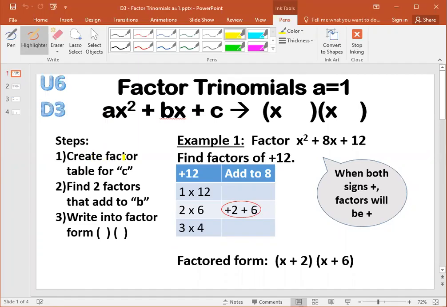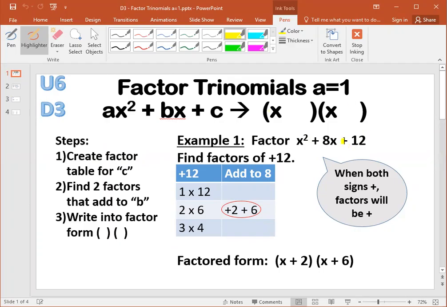So here are our steps. We're going to create factor tables for c. We're going to find two factors that add up to the middle, and then we're going to write them in our final answer form. Our example today is x squared plus 8x plus 12. We want to factor that, break it down into two binomials.